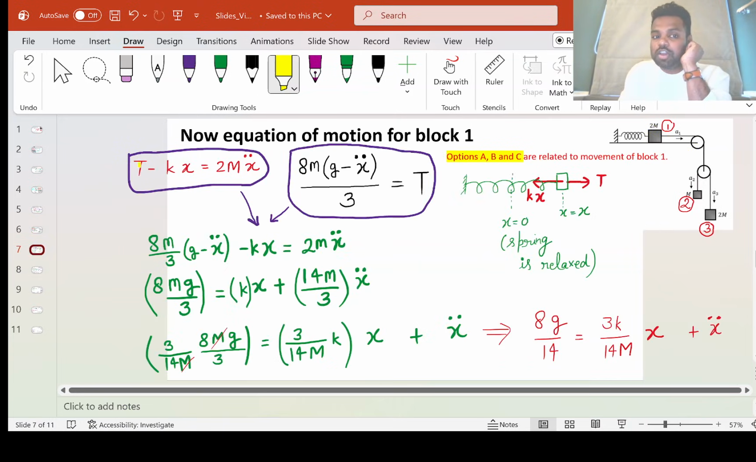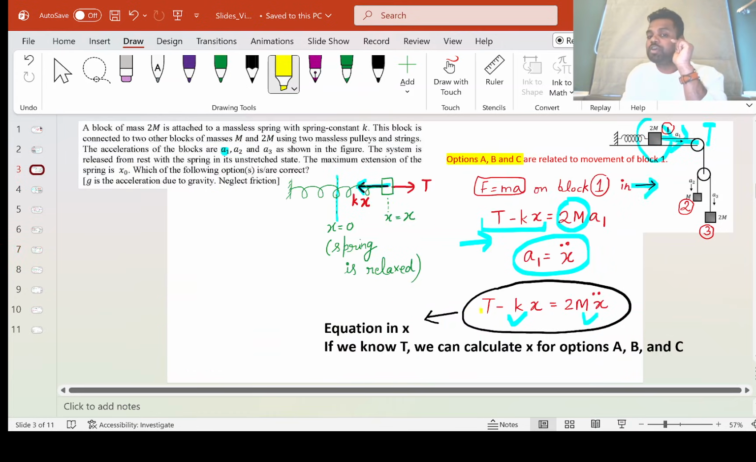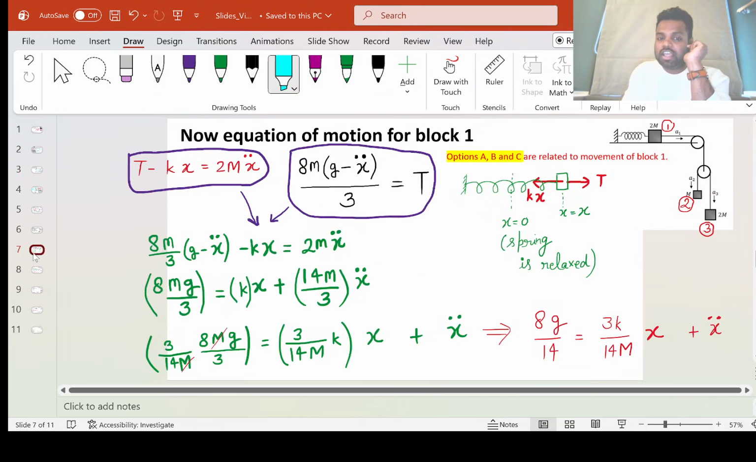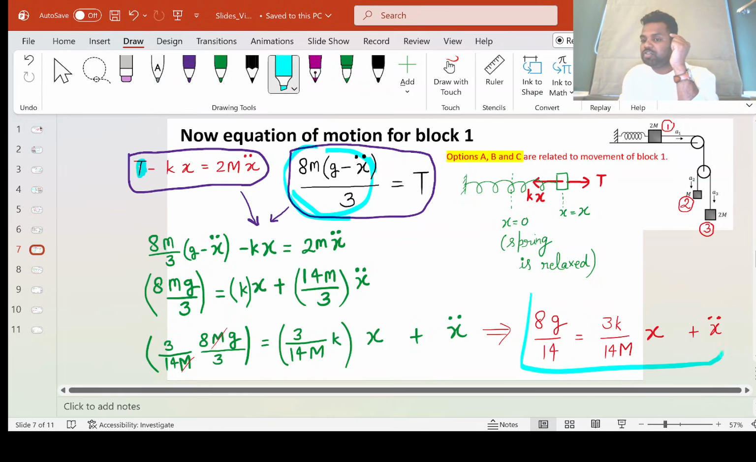Now go back here; this is the equation of motion for block 1. In this equation, our goal was to find T, and we found that. So in this equation, we can place this value of T, and this will give us this equation here. You simplify it, and you will get a second derivative equation in x.